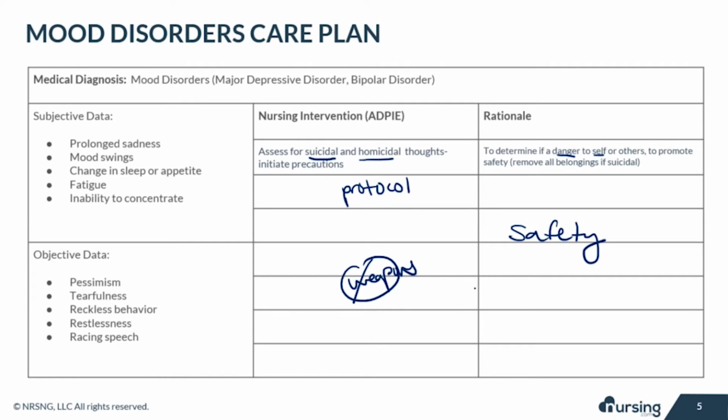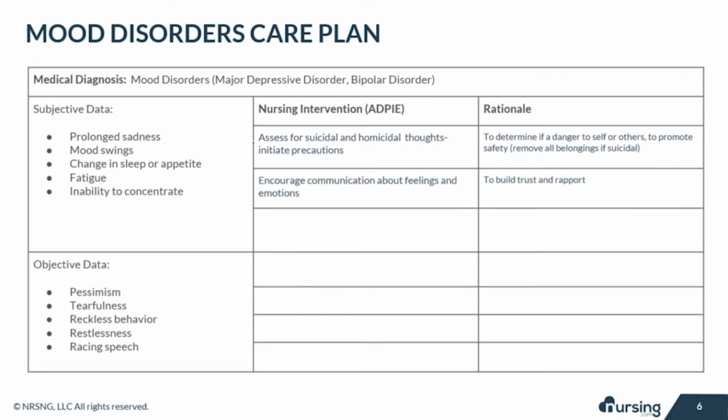You may want to have the patient sign a suicide contract, just saying that they're not going to commit suicide. This is just going to help make them feel more accountable for not doing this. So encourage communication about feelings and emotions. This will help you to build trust and rapport with your patient.